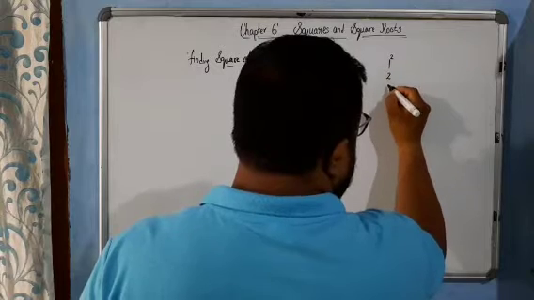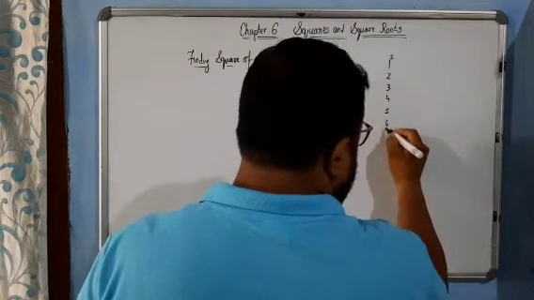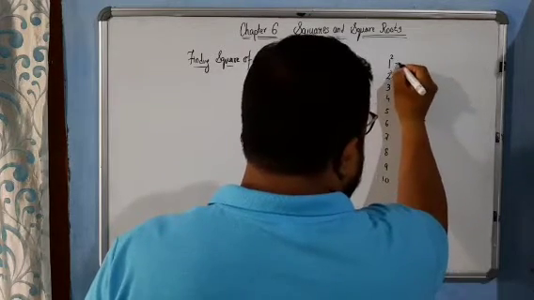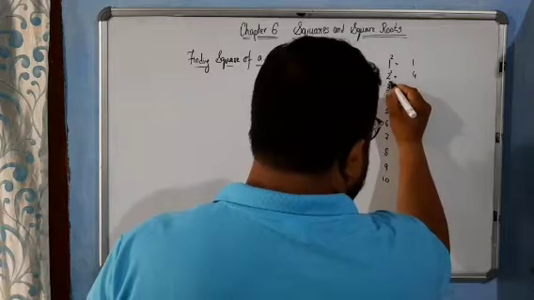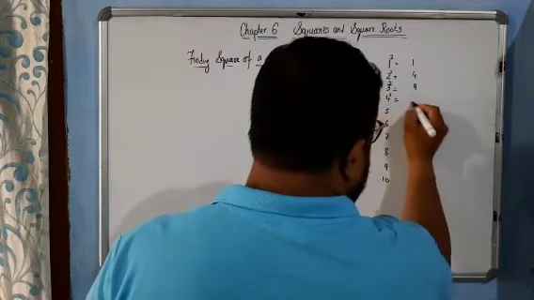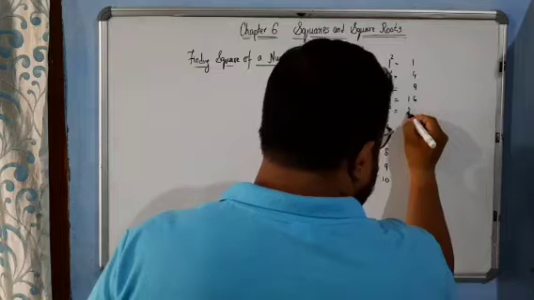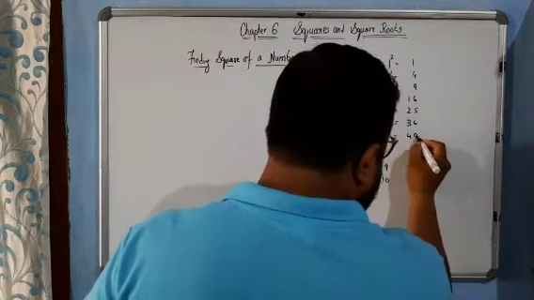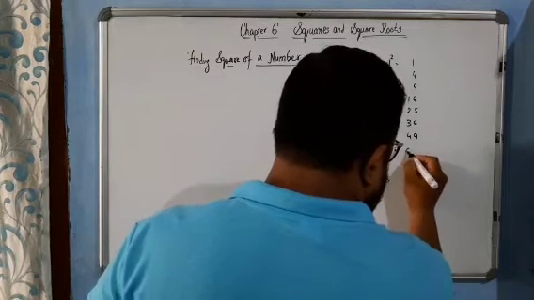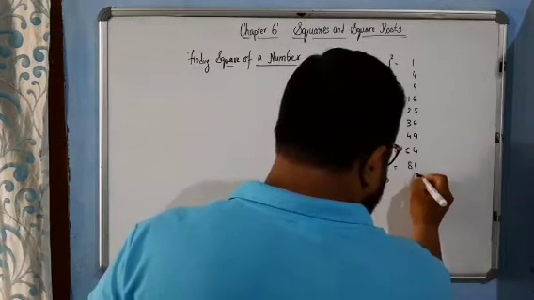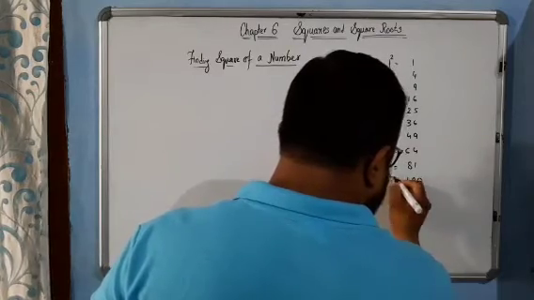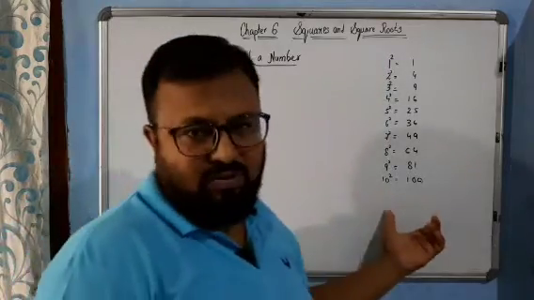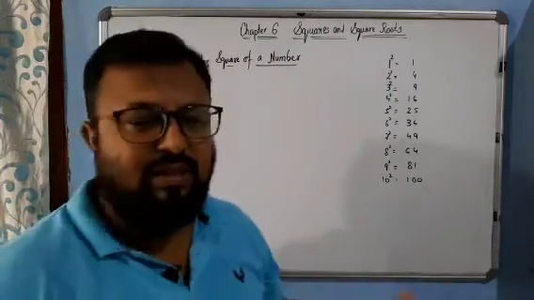1 square, 2, 3, 4, 5, 6, 7, 8, 9, 10. Once again, let me write: 1 1 is 1, 2 2 is 4, 3 3 is 9, 4 4 is 16, 5 5 is 25, 6 6 is 36, 7 7 is 49, 8 8 is 64, 9 9 is 81, 10 10 is 100. See, for a single digit number, it is very easy to find a square number. Suppose we talk about a 2 digit or 3 digit number, how will we find it?